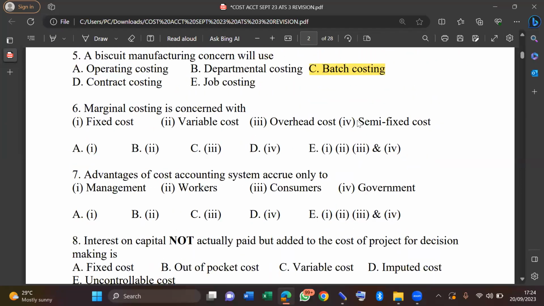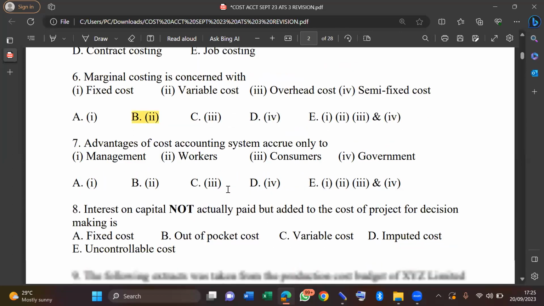All right. Marginal costing is concerned with dash. 1, fixed cost. Variable cost. You did not even let me read it. So are we choosing A, B, C, D, E? Which one are we choosing? B. The correct answer is B, which is variable cost.